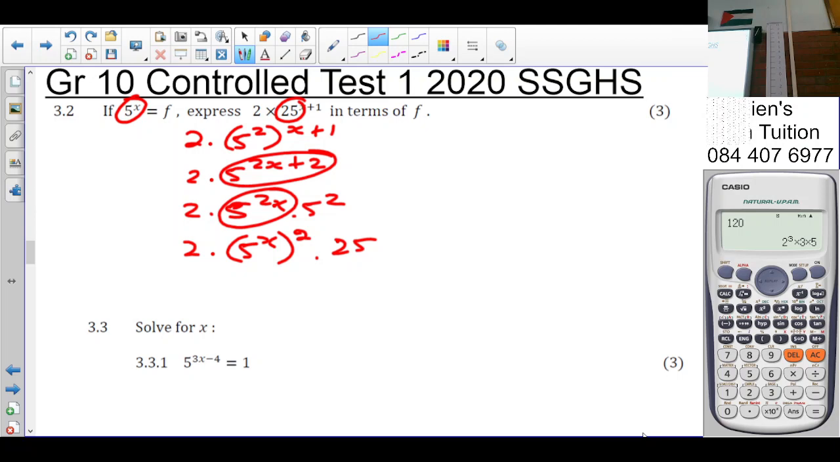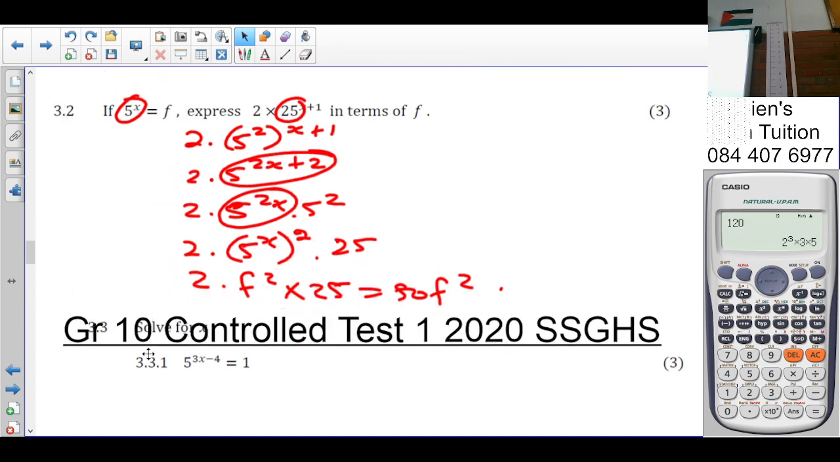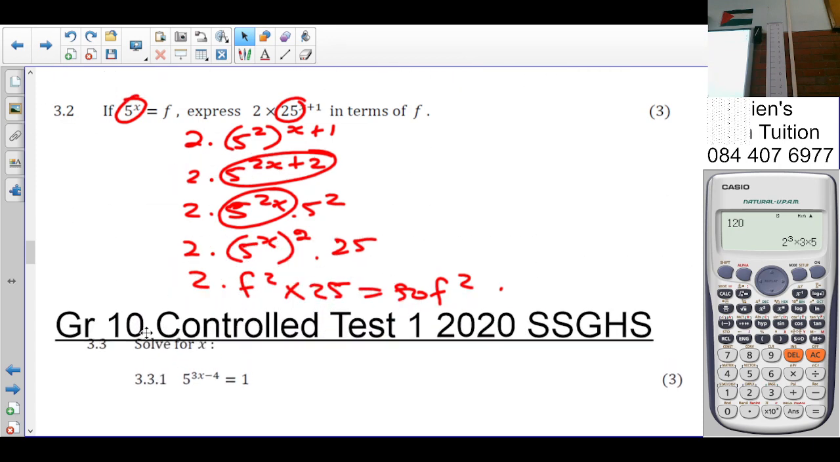Can you see that, people? Why did I write it as 5 to the x raised to the power 2? Because 5 to the x is f. So it's 2 times f squared times 5 squared, which is 25. 25 times 2, of course, is 50 f squared. Okay? Let's move on swiftly.